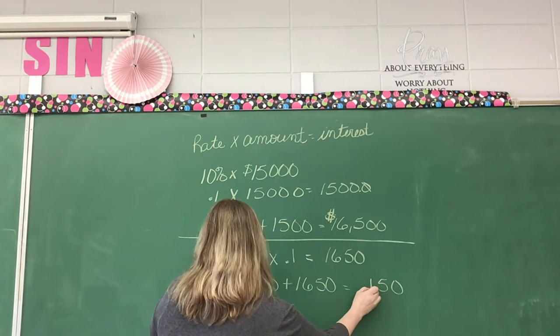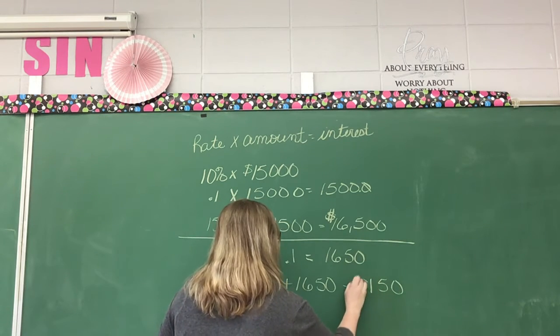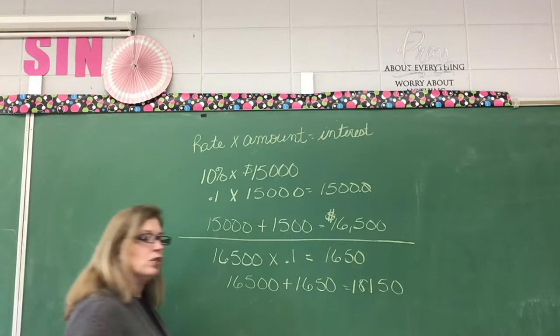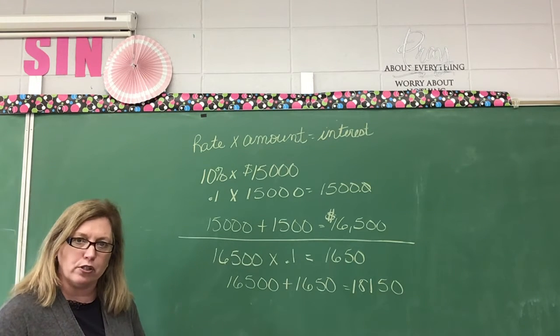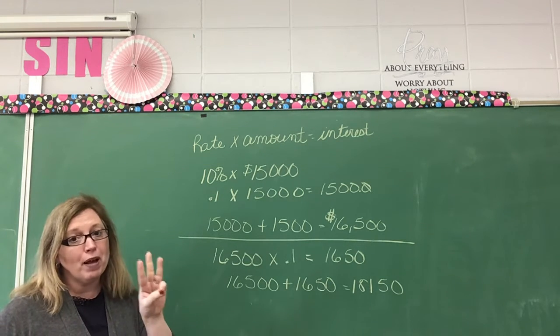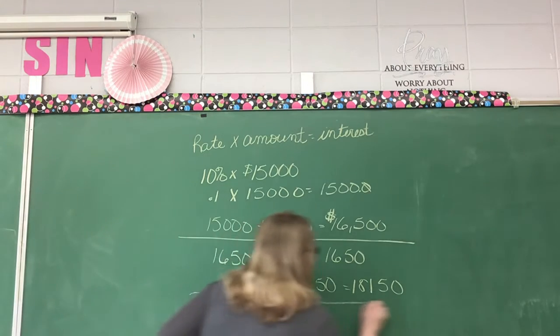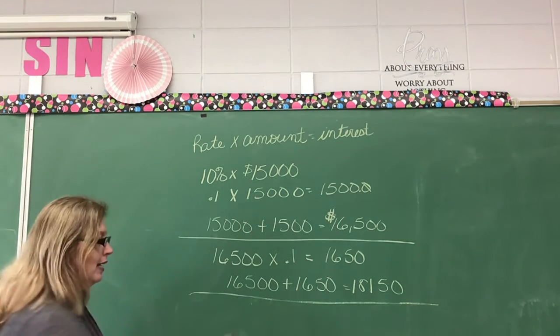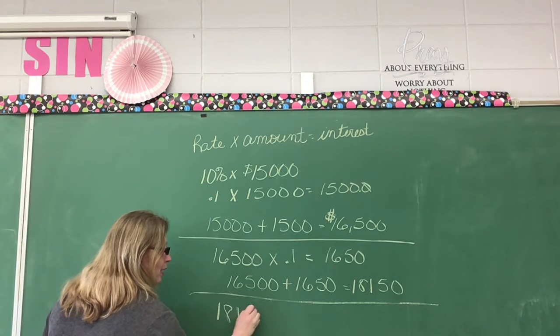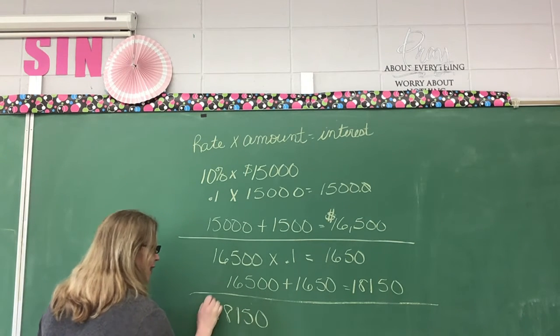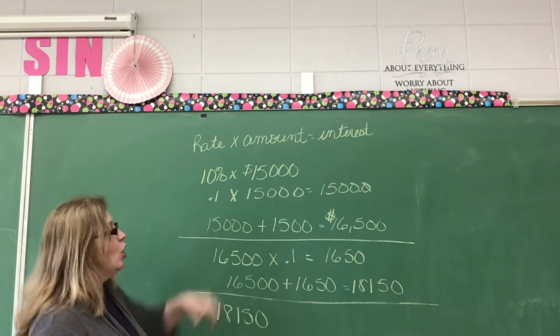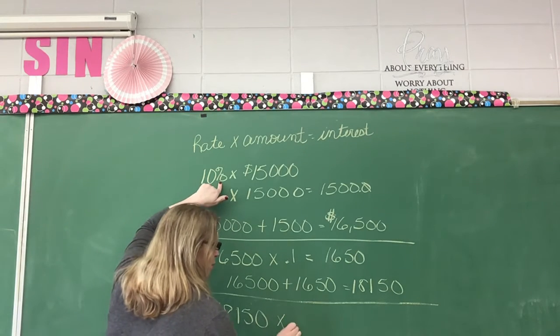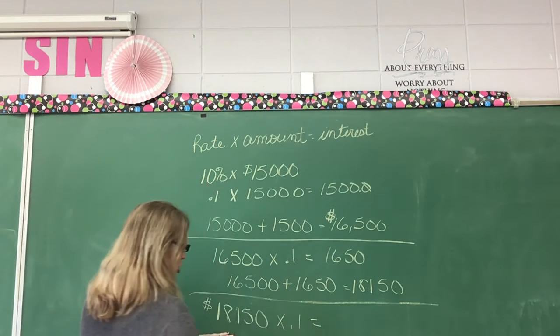Well, when we add it together, now he has $18,150. But they said that he's going to compound it for 3 years. This is the end of year 2. What happens year 3? Take the amount of money he put in the bank at the beginning of year 3, multiply it by his rate of 0.1. How much did he earn?